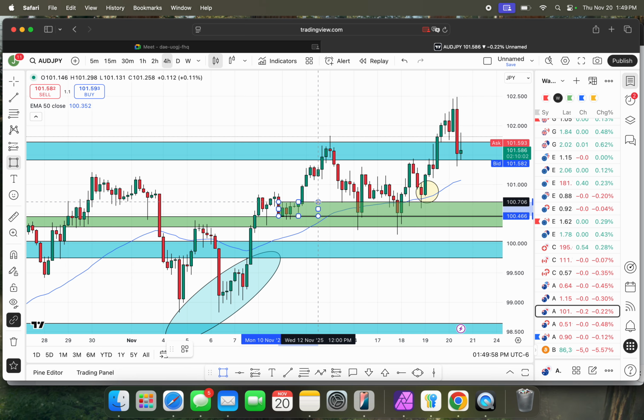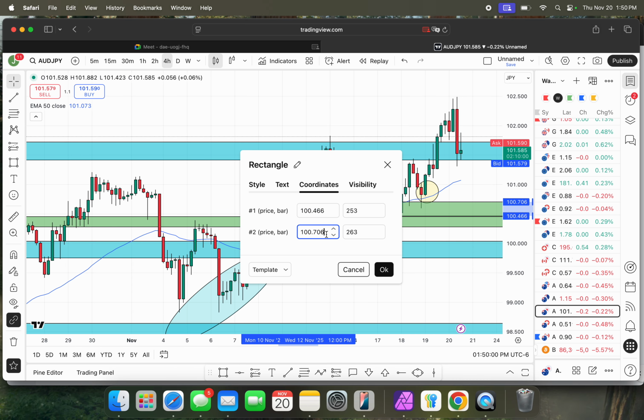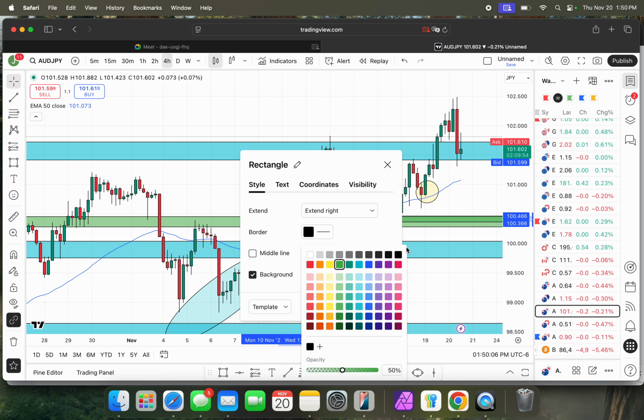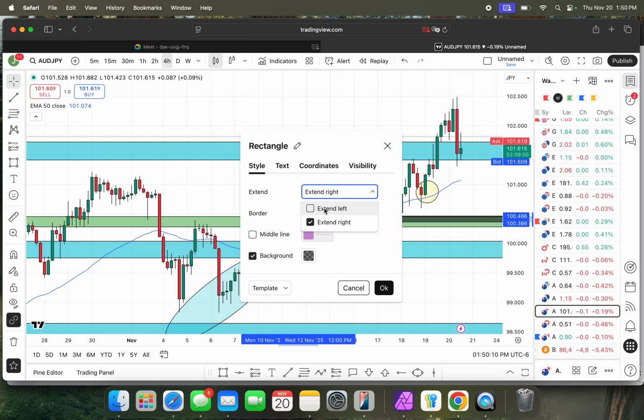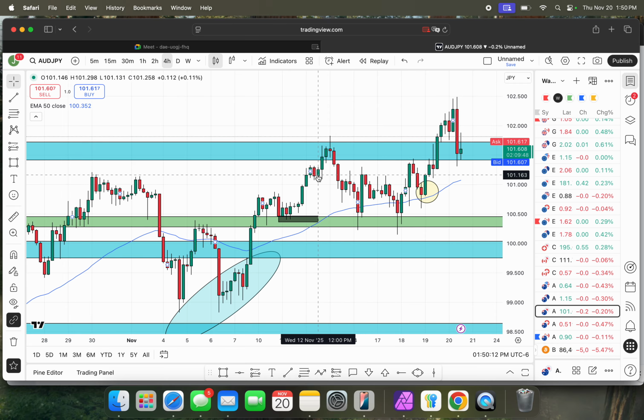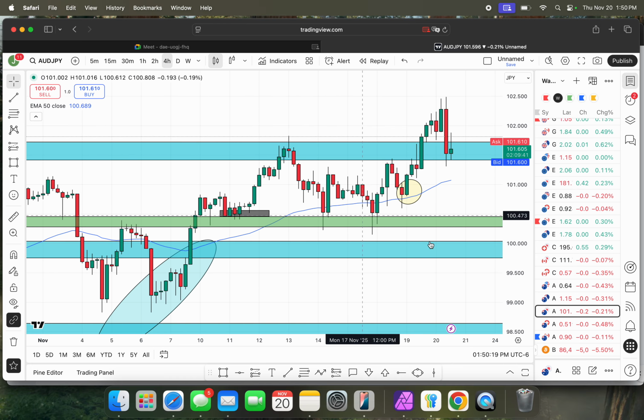Let me put this box here. I'll mark out 366. I like to change the color to black just so I know what it is. I'll take the extend to the right off, and then I'll move this up to the open of the candle.